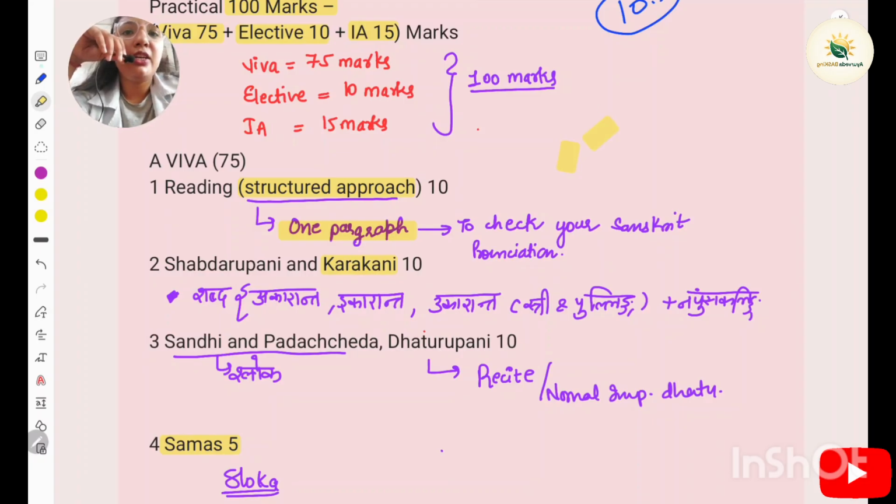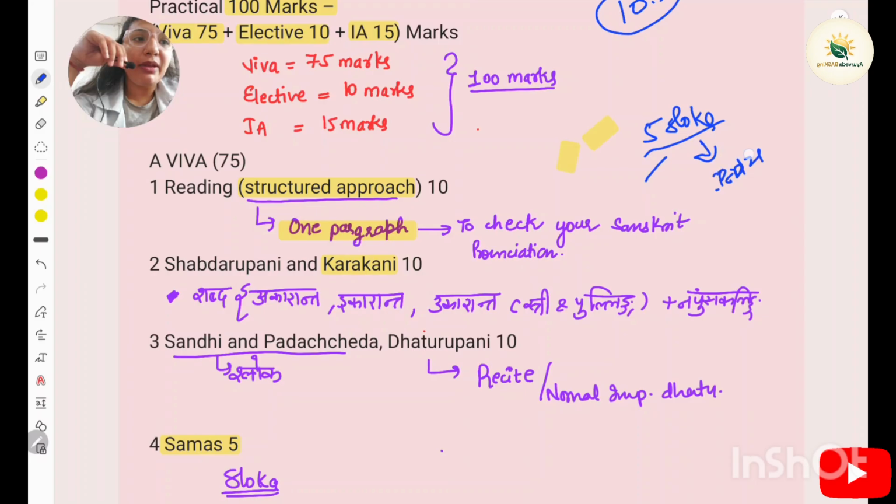Okay, you study 5 shlokas. Note the shlokas and study them well. If there is any sandhi, try to remember that sandhi. If there is any samas or karak, try to remember those things. And also the anvaya of this shloka in Sanskrit.